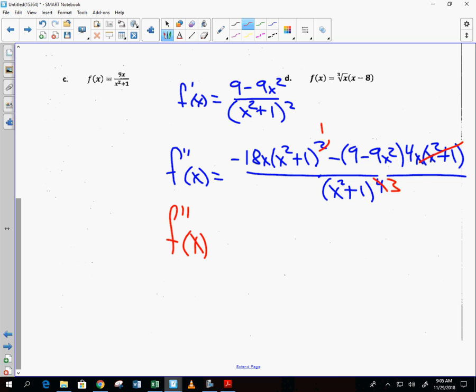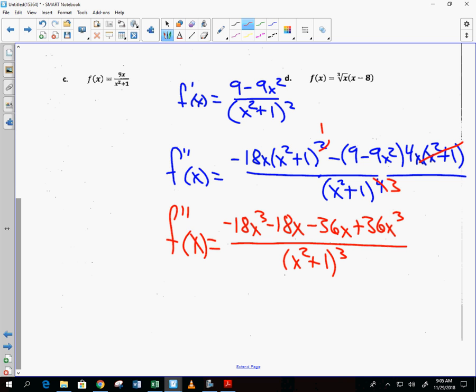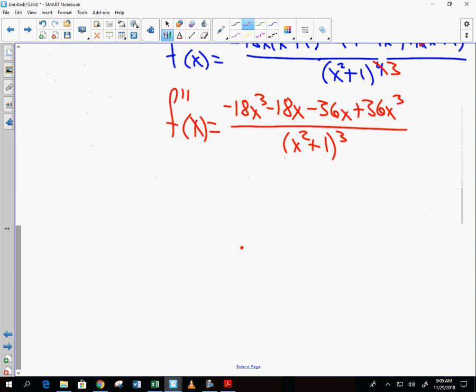I got f double prime of x is equal to, it looks like we're going to have negative 18x cubed minus 18x. I still have the 4x, so minus 36x. And then negative 9 will be positive 9x squared times the 4x, 36x cubed, all over x squared plus 1 cubed. Are we okay with that? Great. Let's combine like terms.